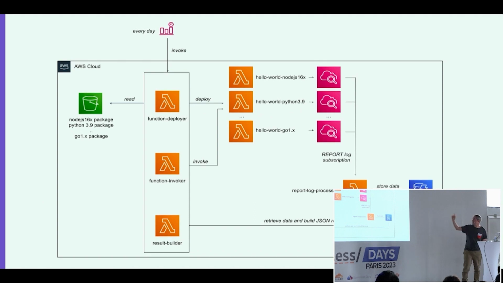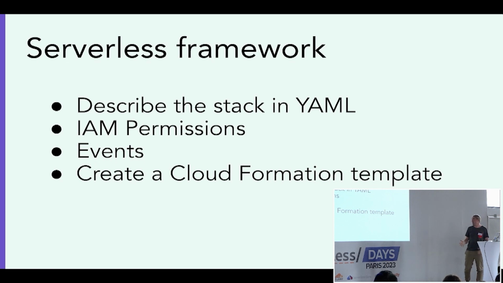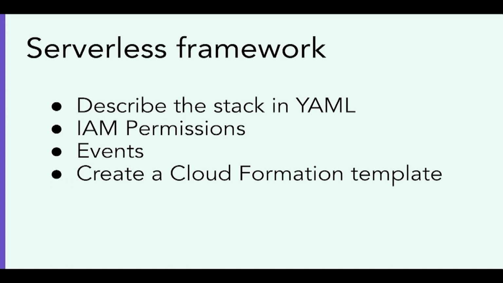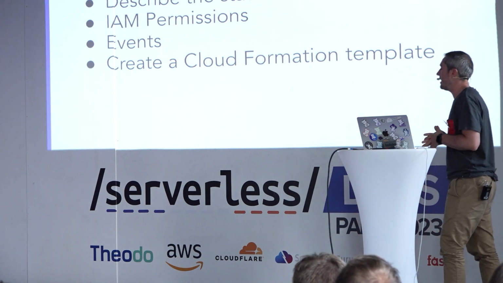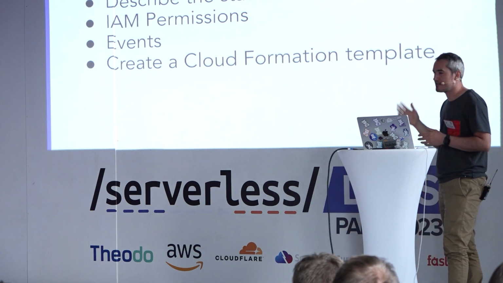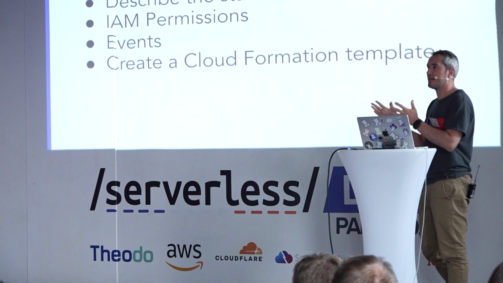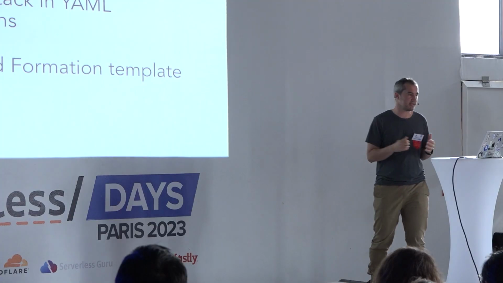So once again, we store the Lambda function in a bucket, function deployer, function invoker, result builder, and that's it. Next, we need to deploy it, actually. And we're using the Serverless Framework. So what it does is it's really a simple YAML file describing permissions, describing the Lambda function, events, and this YAML file will be translated into a CloudFormation template. This CloudFormation template will be uploaded to AWS, and the stack will be ready.